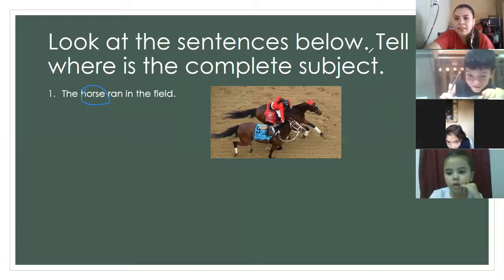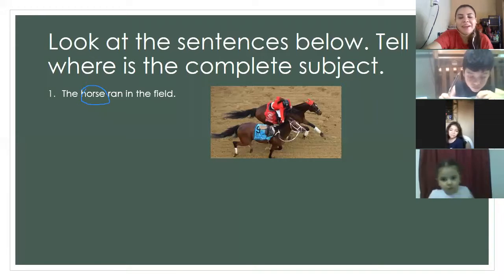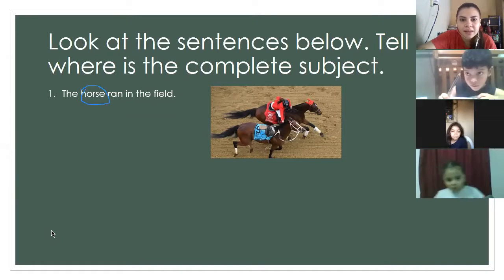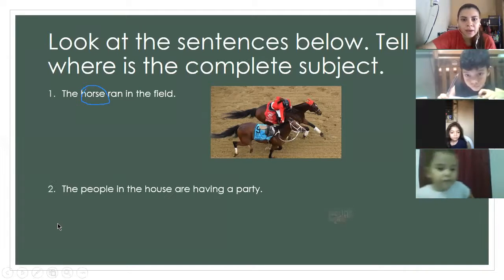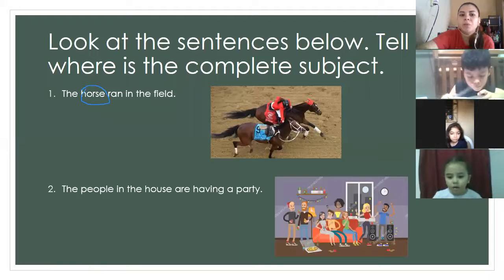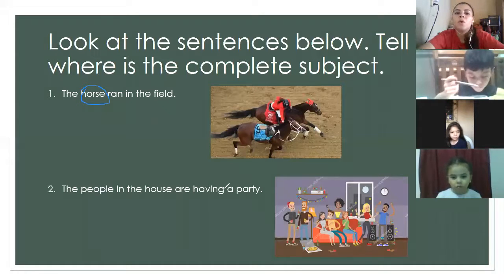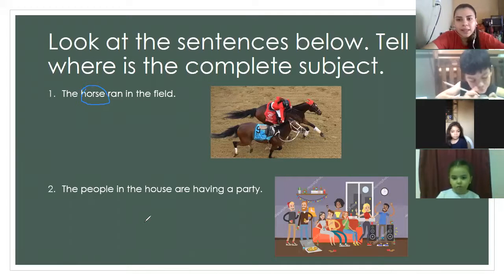The next is Hazel. We have the sentence number two, Hazel. The sentence number two says, the people in the house are having a party. So in this sentence, Hazel, which one is the subject?